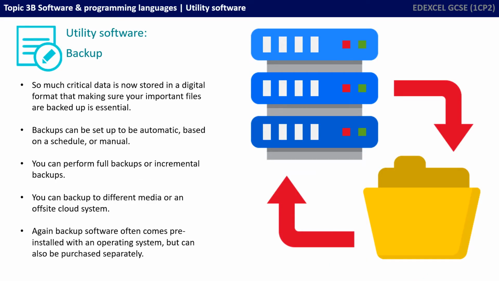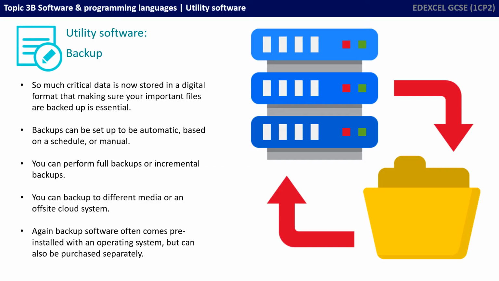The next category is backup software. So much critical data is now stored in a digital format that making sure your important files are backed up is essential. It's not just important information such as banking documents or accounting information, but also personal information. More and more people store all their memories in forms of photos in a digital format only. Backups can be set to be automatic, based on a certain schedule at a given time every week, or indeed performed manually. There are many types of backups you can perform.